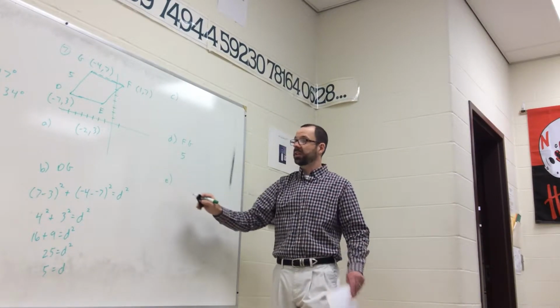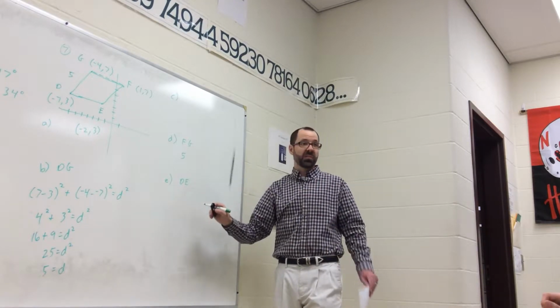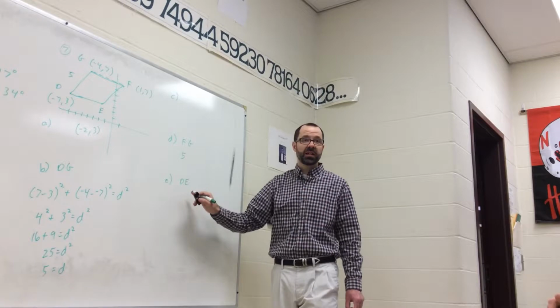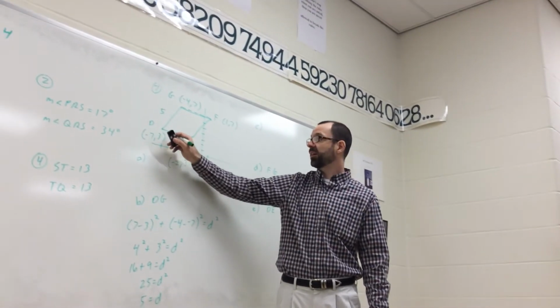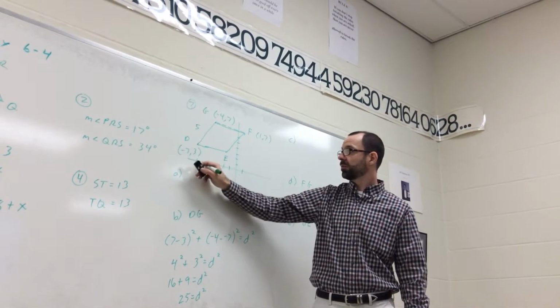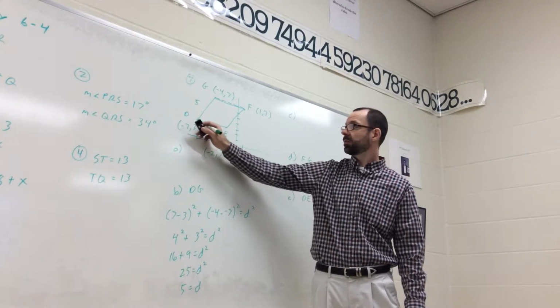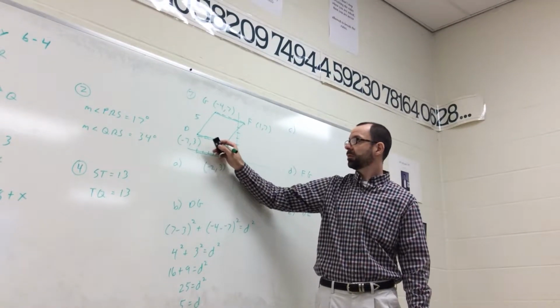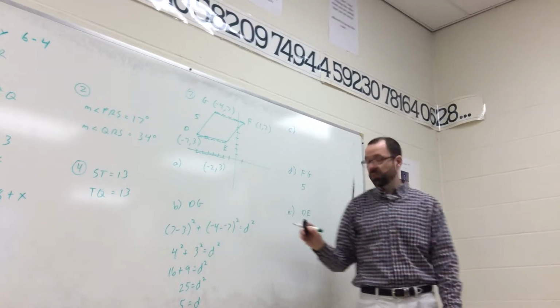And then for part E, we're going to do the same thing. It wants to know how far it is from D to E. So we're going to count that also. 1, 2, 3, 4, 5. So it's 5 across from D to E as well.